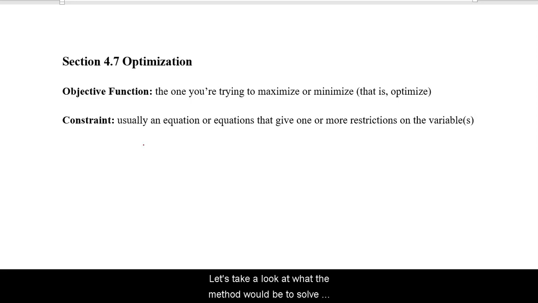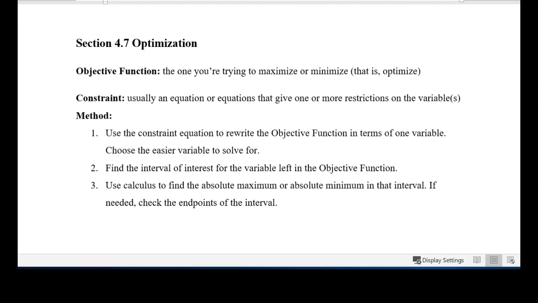Let's take a look at what the method would be to solve these, and then we'll look at some examples. Now you see the method in front of you. The method to optimize an equation is to use the constraint equation to rewrite the objective function in terms of one variable. In other words, using the constraint, you're going to replace one of the variables in the objective function. The one that you want to replace or get rid of is the one that's easier to solve for.